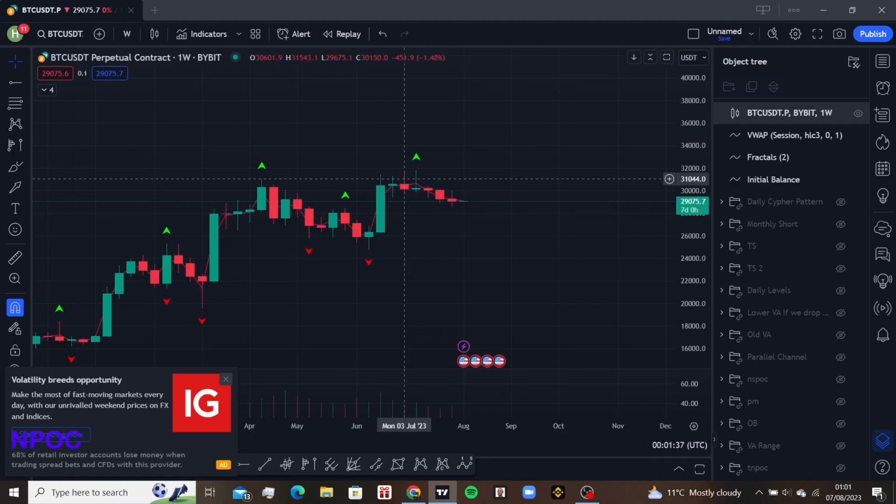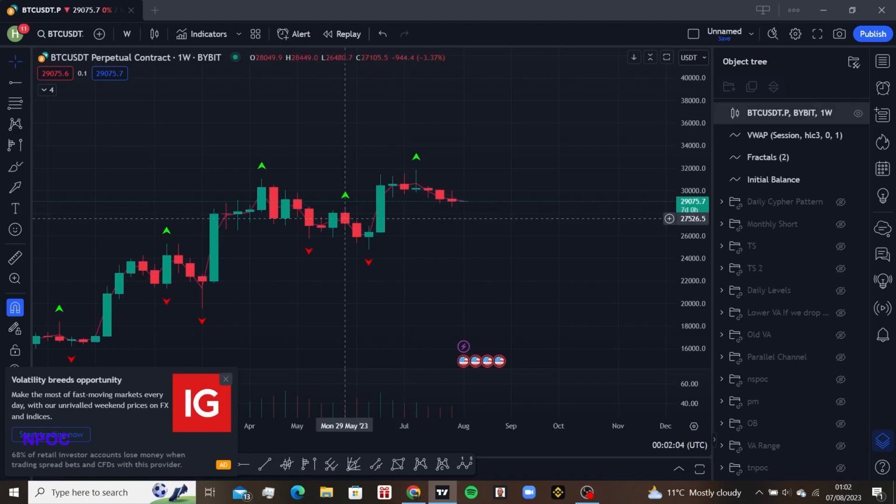The next thing that I like to do is look for naked points of control, or your NPOCs. NPOCs are prices at which the largest trading volume has been made over a period of time. What this basically means is this is where the market makers are investing or withdrawing a lot of money. So again, we go from the highest time frame to the lowest: our monthlies, weeklies, and then dailies.